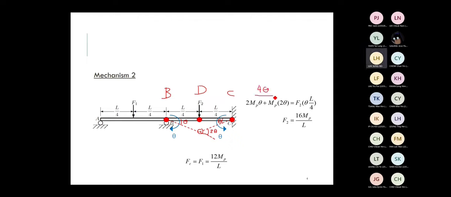When you're familiar with the calculation, I think you can immediately put down the total rotation, right? 4 theta. 4 theta times MP gives you the total plastic work. Theta plus 2 theta gives you 4 theta. That is the plastic work. The right hand side is our external work done.